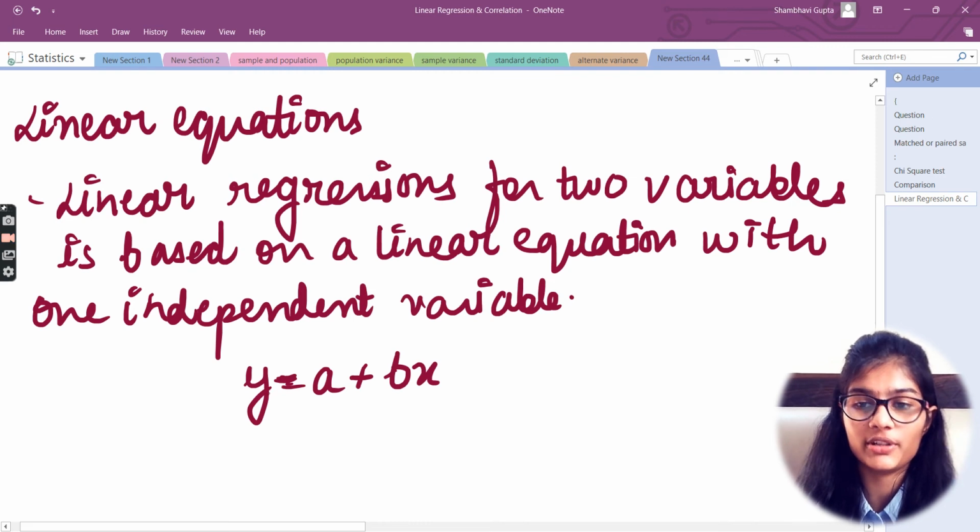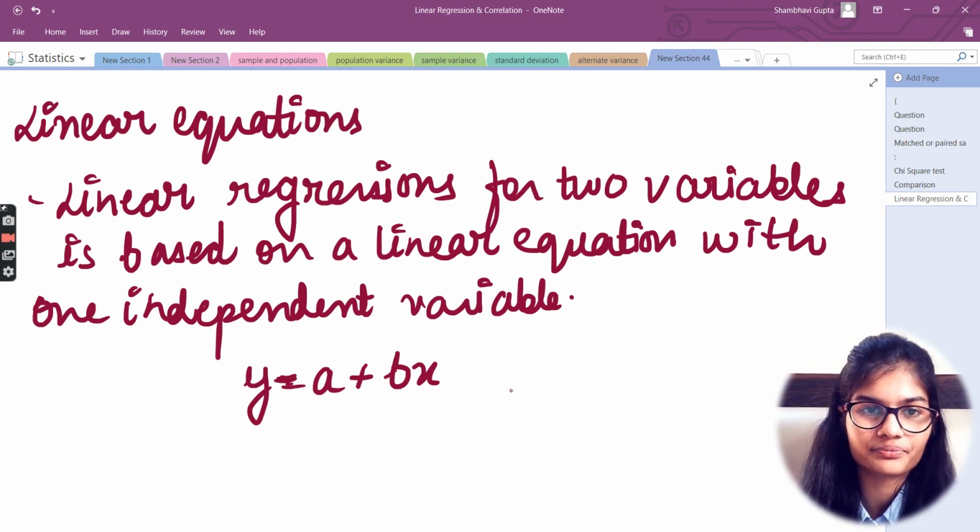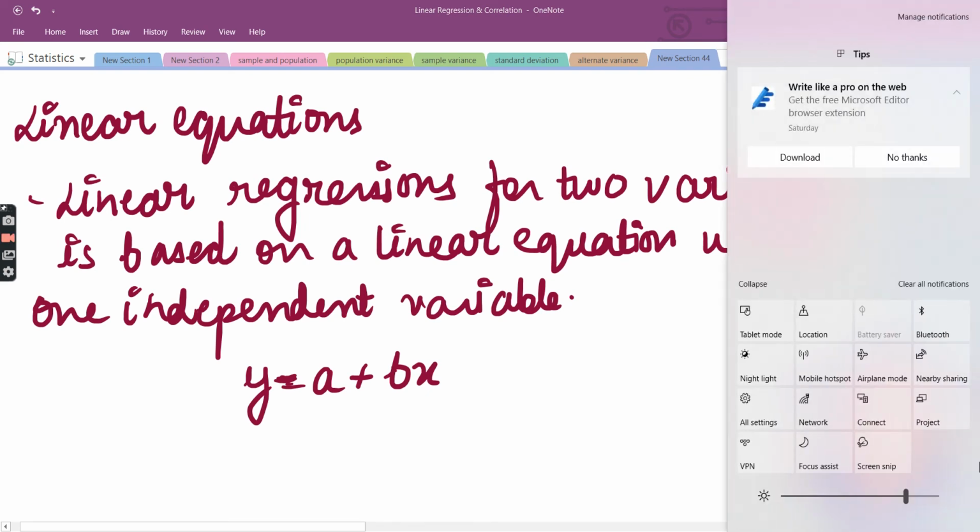That's y is equal to a plus bx, because we get these things in our very younger classes, right? We have already studied these things in our younger classes. So this is about linear equations, linear equations for two variables.